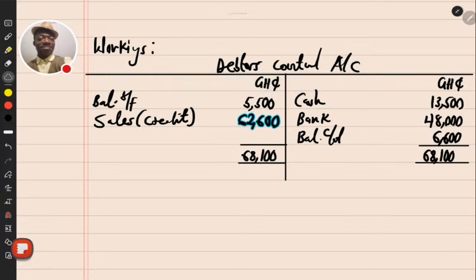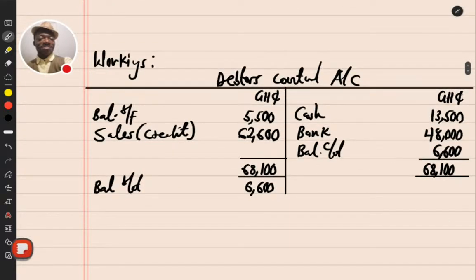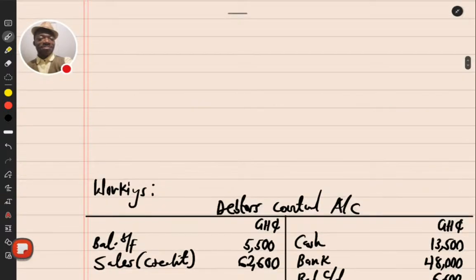62,600. Then you are good to go. So that will give us what? The sales for the period. So we'll have carry down, you have brought down coming up here as the debtors balancing figure. So balance brought down, we will have 62,600 and we are good to go. Then we just have to present it here as 62,600, sorry. But this is a credit.